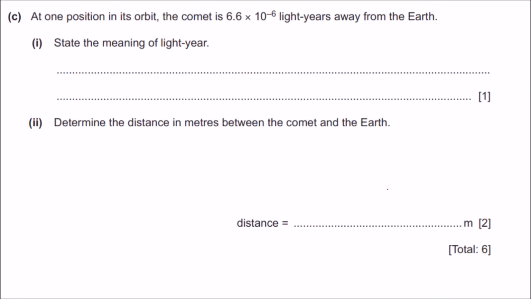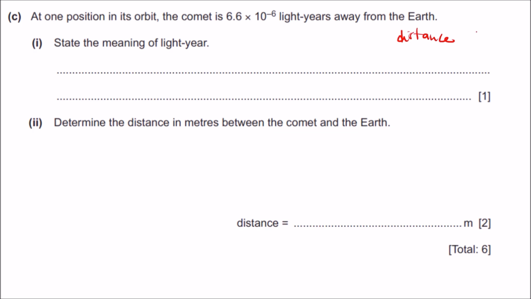Part C says, at one position in its orbit, the comet is 6.6 times 10 to the power negative 6 light years away from the Earth. State the meaning of the term light year. So you should know that light year is distance. Light year is distance. What distance? Moved by light in a vacuum of space within a year.